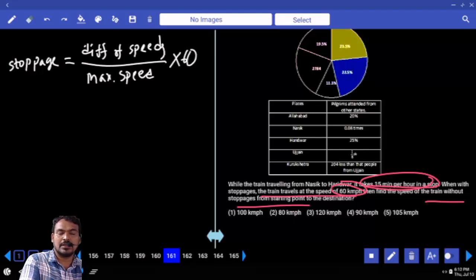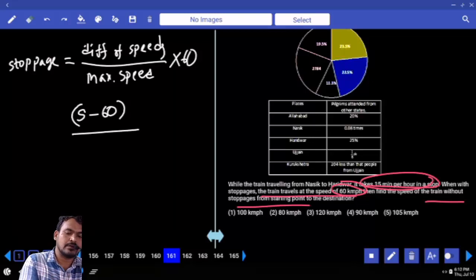Maximum speed means it is also considered with stoppage or without stoppage? Without stoppage. Suppose without stoppage speed is S, with stoppage speed is 60. Means we write S into 60 by, difference of the speeds. We write S minus 60 by, what is the maximum speed? S or S minus 60.